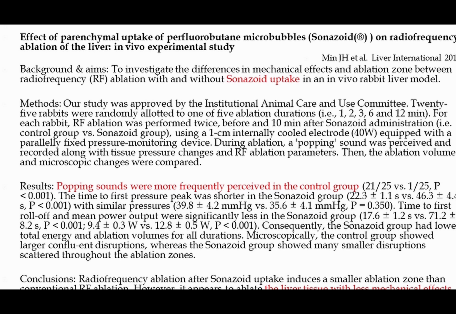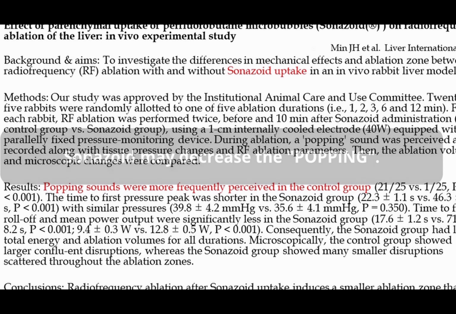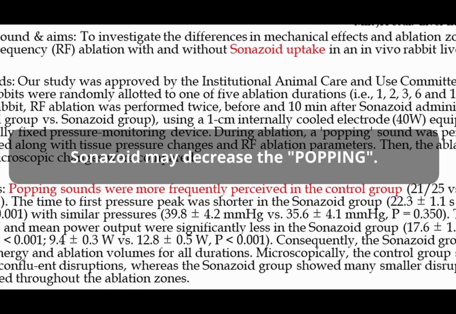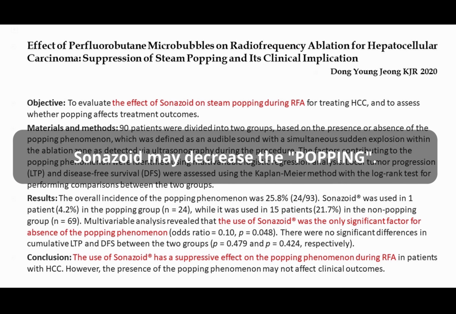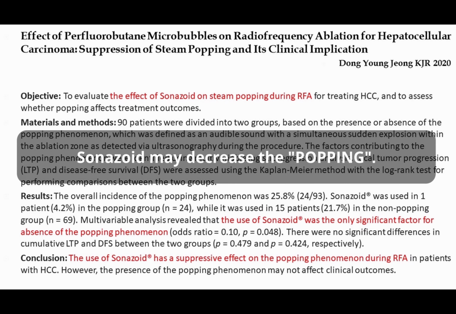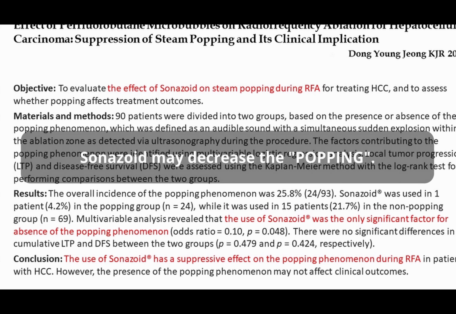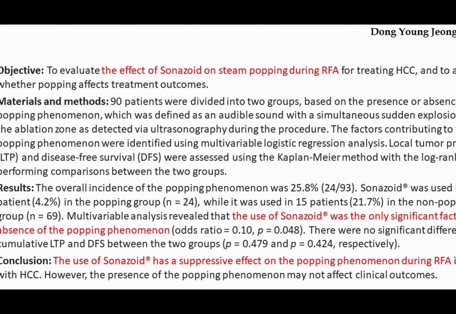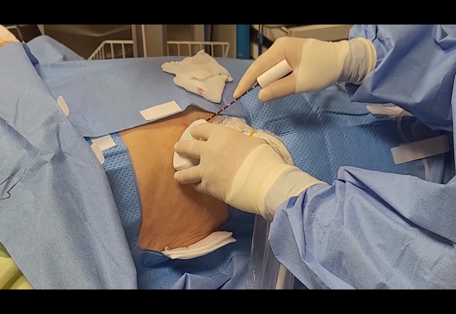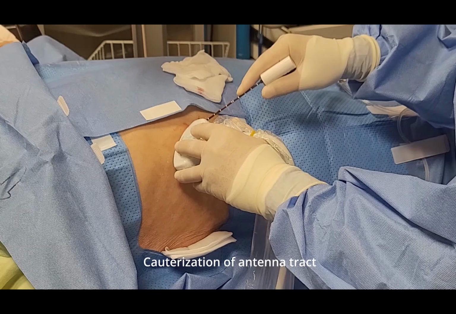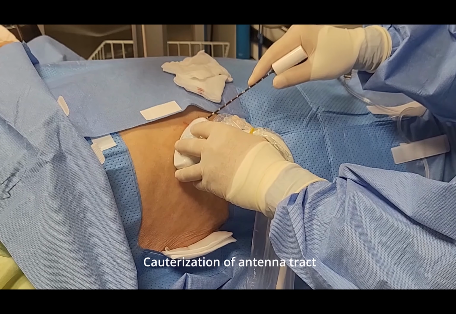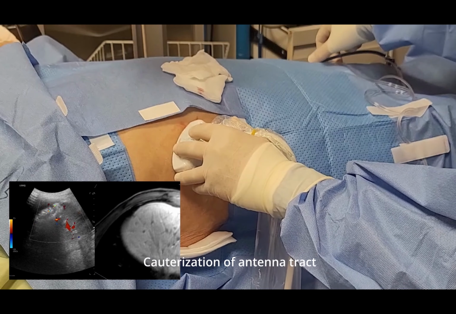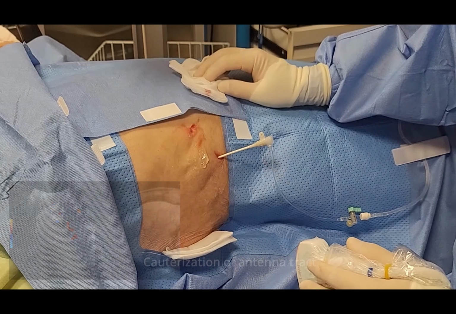So this is our one study. If you use Sonazoid, we can decrease the popping phenomenon definitely. There is not enough data, but you can try. The popping phenomenon is a source of peritoneal seeding and transvascular seeding, but if you add Sonazoid to the ablation, the incidence of popping is definitely decreased, based on my clinical and experimental study. And with cauterization, there is no bleeding along the tract.